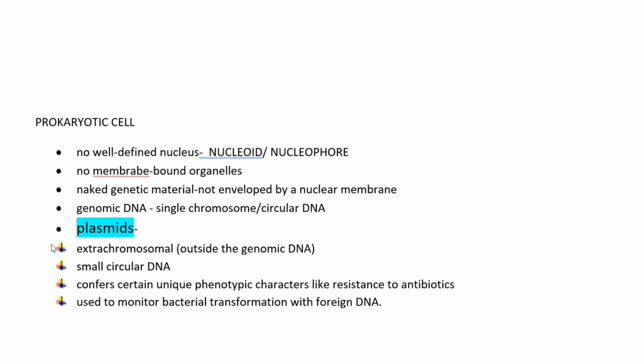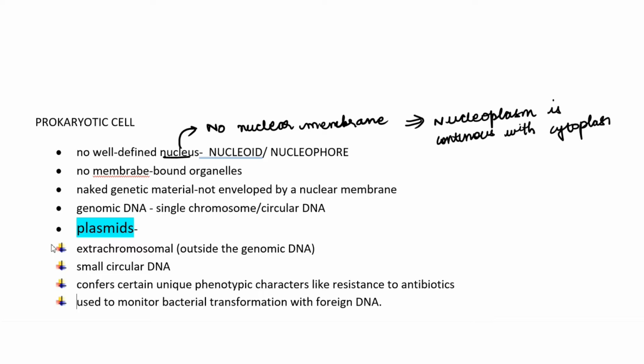I told you prokaryote means primitive nucleus. So there is no well-defined nucleus. So such a not that much developed nucleus is known as nucleoid or nucleophore. We say it's not well defined because there is no nuclear membrane. So the nucleoplasm remains continuous with the cytoplasm of the cell. And we also saw that there are no membrane bound organelles, but ribosome, which is the only organelle present in prokaryotes, they are present. Okay, and they are membraneless.